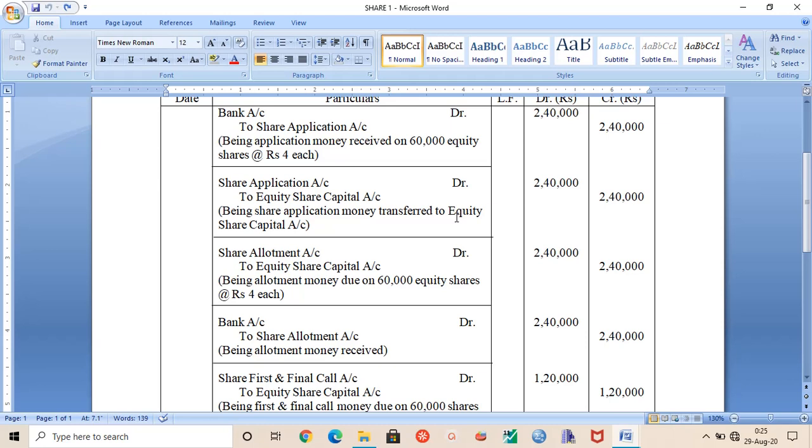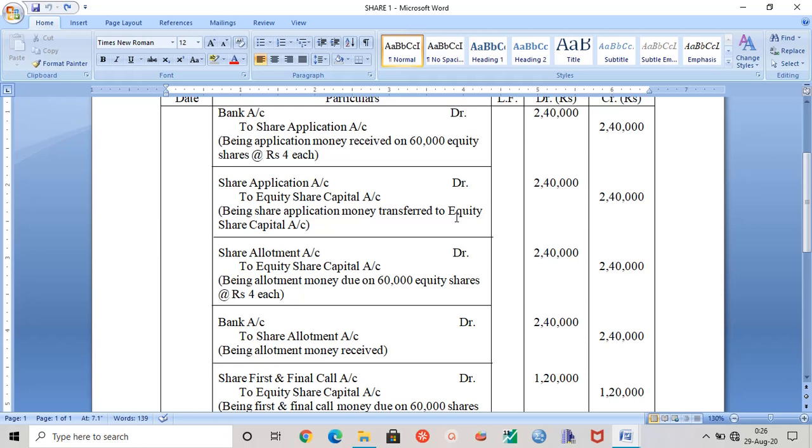Out of which 60,000 shares were issued to the public. So whatever the number of shares that have been issued to the public, we will focus only on those numbers. We will not focus on the 1 lakh, but we will focus on the 60,000 shares. These shares are to be purchased in installments, that is on application, on allotment, and on first and final call. The money to be paid is rupees 4 and rupees 2 respectively.